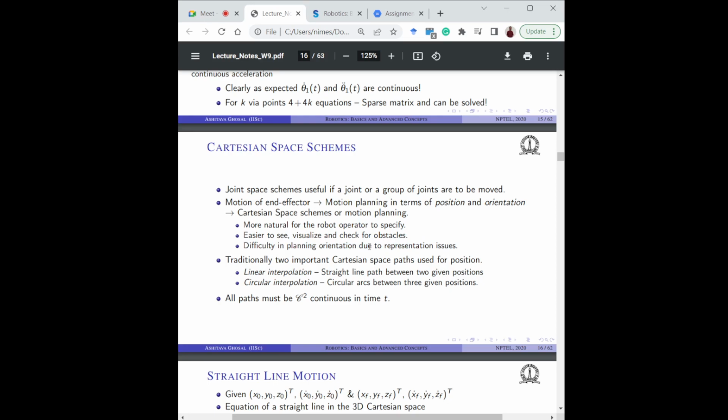What are the representation issues? What kind of representation you choose to specify the orientation will also constrain what kind of approaches you can use to do motion planning. Because if you use Euler angles, they become singular for some particular values of Euler angles. If you use quaternions, then you have to make sure that they are always unit norm, always normalized. That is where the difficulty comes in, in the orientation part.